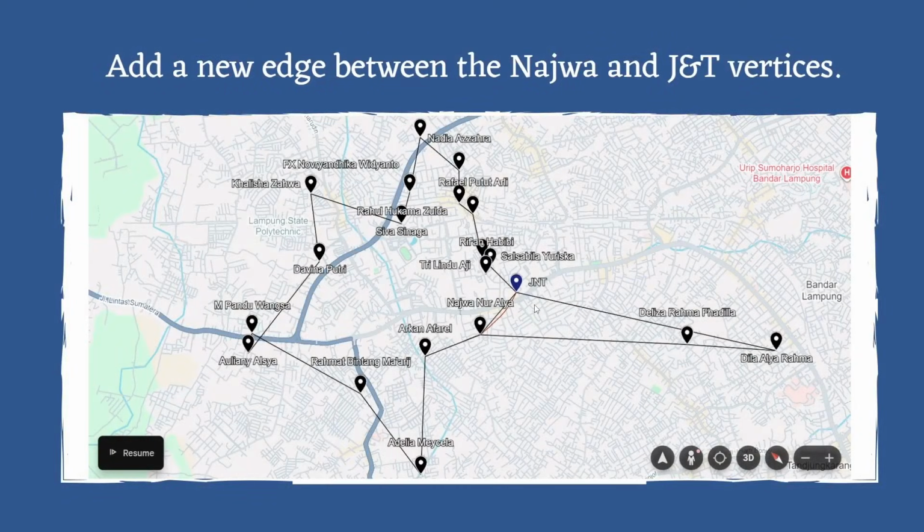To convert the graph into an Eulerian graph, a new edge is added between Najwa and Janti. With this addition, all vertices now have even degrees. As a result, an Euler path can be formed, allowing the delivery route to pass through all routes efficiently.